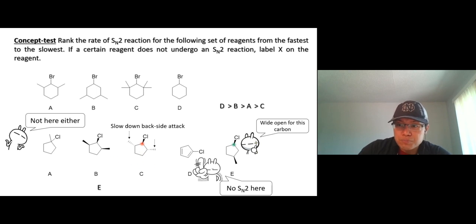All right, I'm going to put a trend right here. E is the fastest one, then B, then C, and A and D are the worst for sure. Whatever, I don't know, they don't do SN2 reactions, so we can't really tell who's faster. Okay, that's how you think about it.